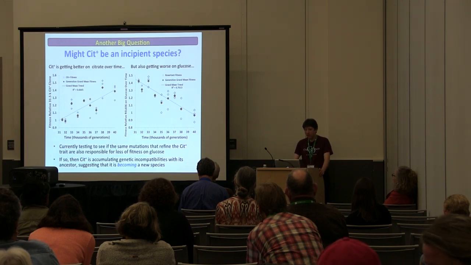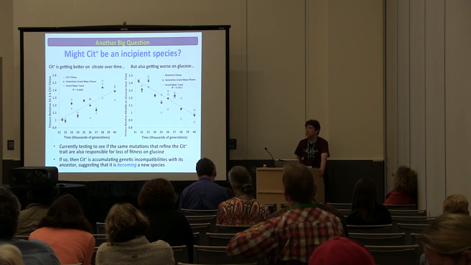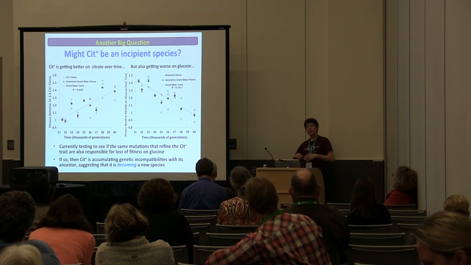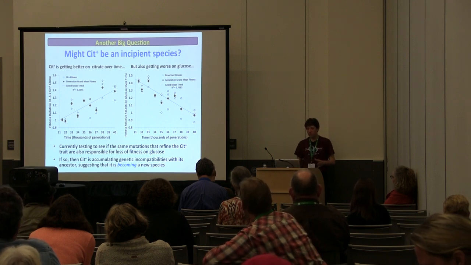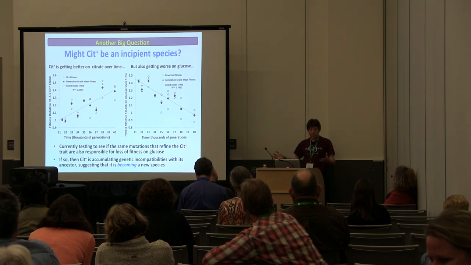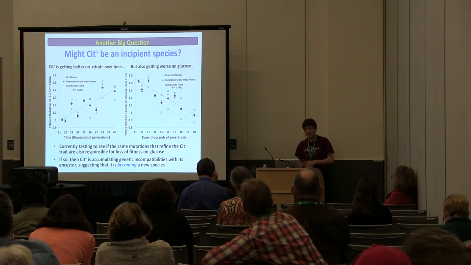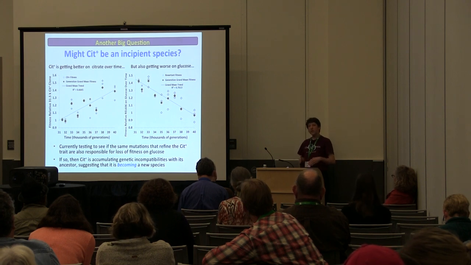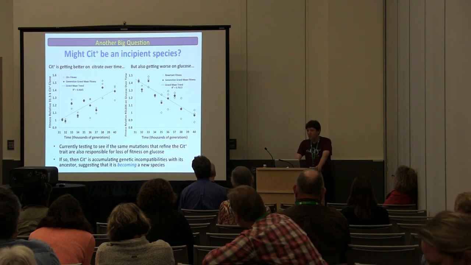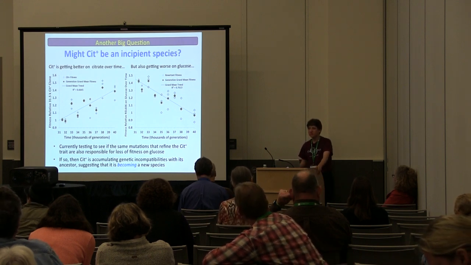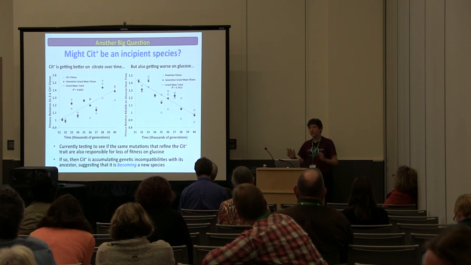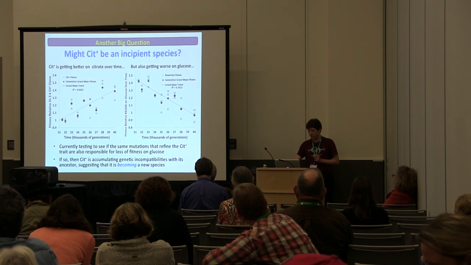So I'm currently working to see if the mutations that are making Cit+ better at citrate are also the ones causing this decline in fitness on glucose. And it'd be interesting if it turns out that this is the case, and I can tell you that I am finding instances where this is the case. So this would indicate that Cit+ is accumulating genetic incompatibilities with the ancestor, which is exactly what you should expect to see in speciation events, and it suggests that Cit+ is in fact becoming, it isn't, but it's becoming a new species.